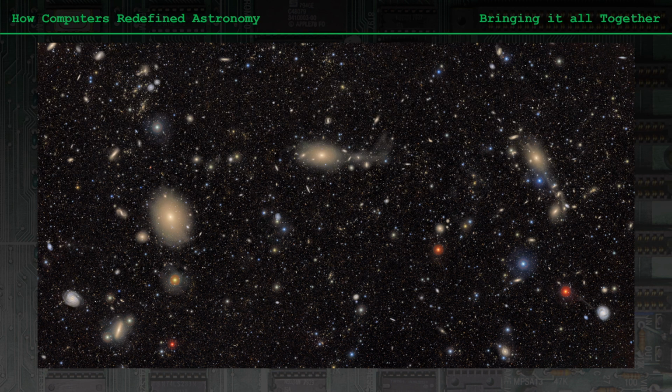This is an image from the recently commissioned Vera Rubin telescope. It's a very wide, deep field showing countless galaxies. This is just unbelievable. But computers help make that possible.